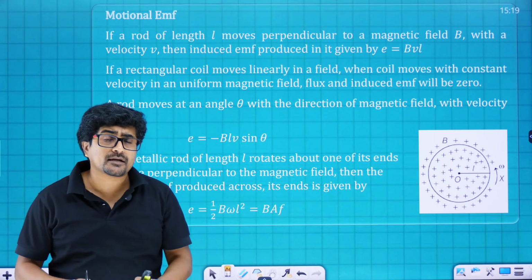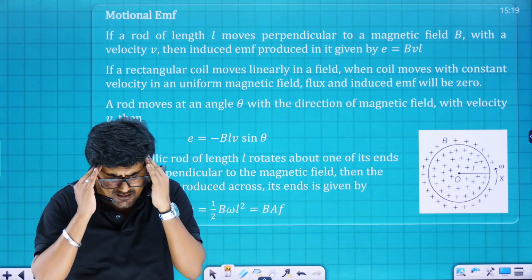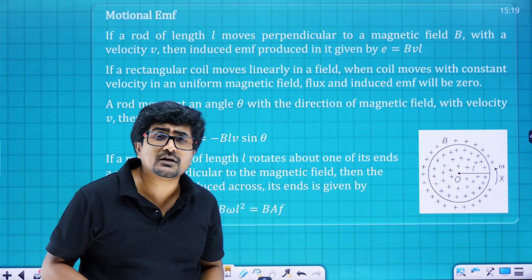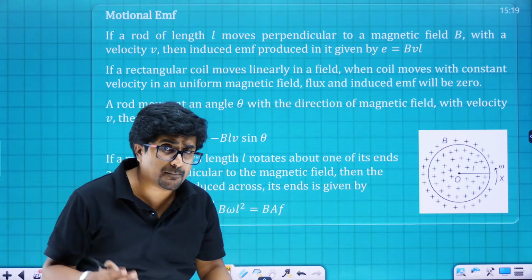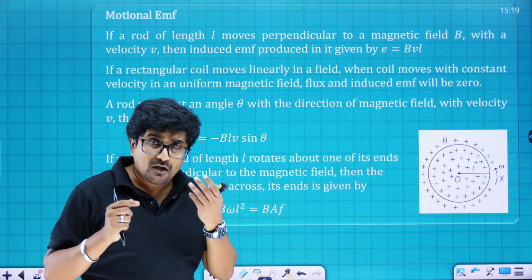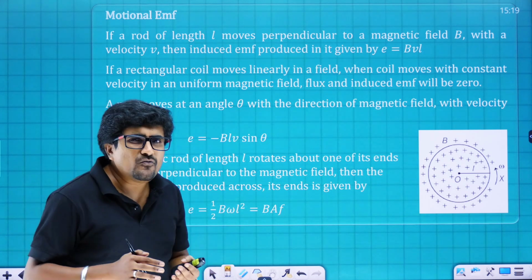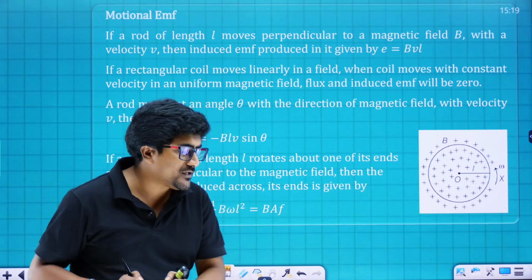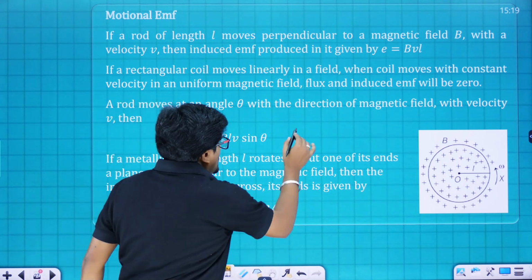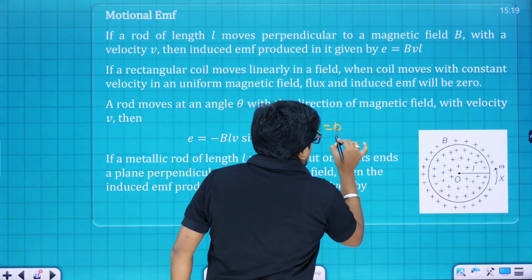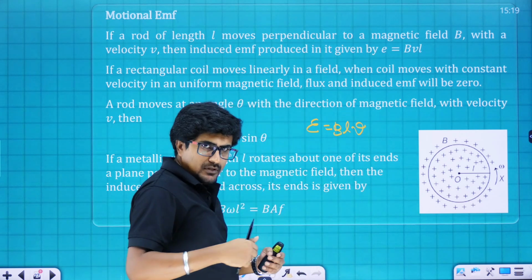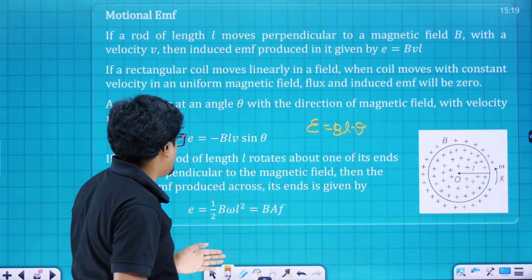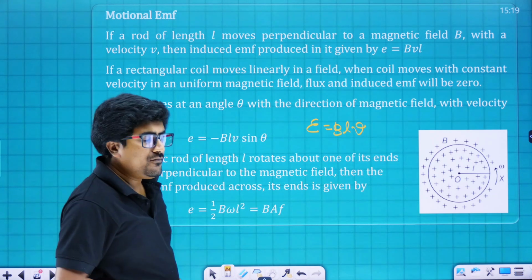If you are having a uniform magnetic field of magnetic field strength capital B, and if you are having a rod of length L that is moving perpendicular to the magnetic field, the induced EMF is going to be BLV. And if it is not perpendicular, that means the length is aligned at an angle theta with respect to the magnetic field, then it is going to be BLV sin theta.